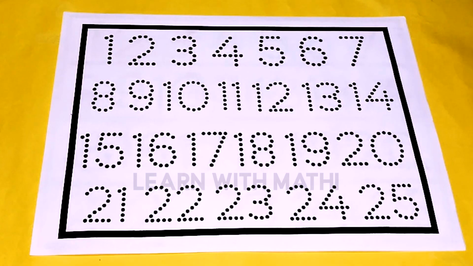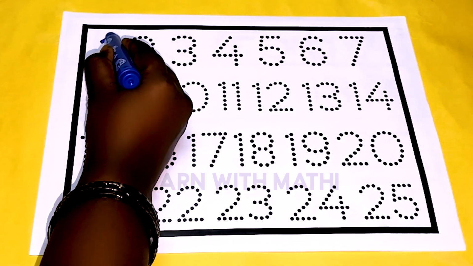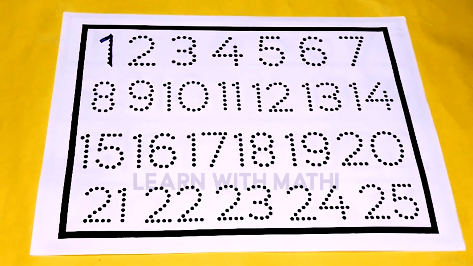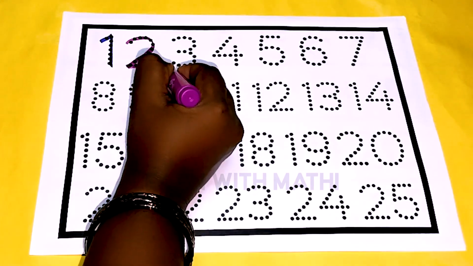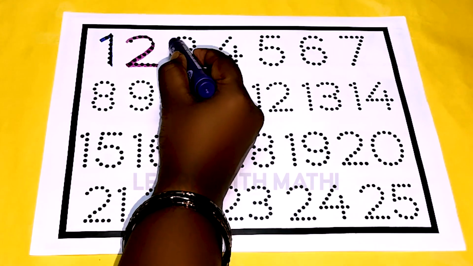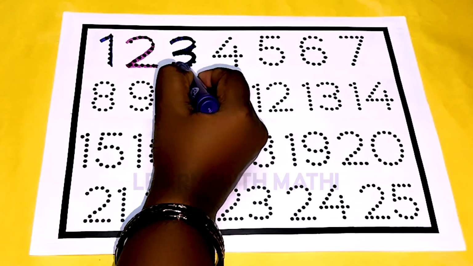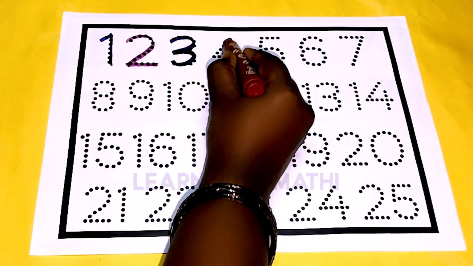Today we'll learn numbers 1 to 25 in English. Okay children, first of all, this is blue color. 1. This is pink color. 2. This is purple color. 3. This is brown color. 4.